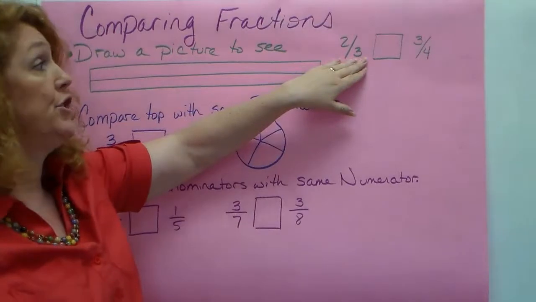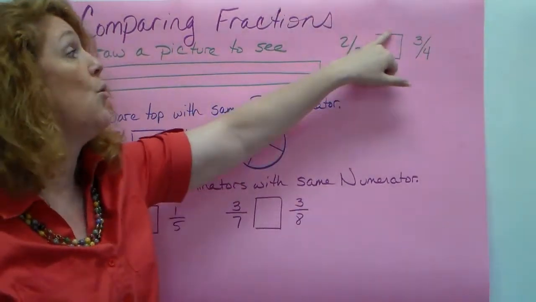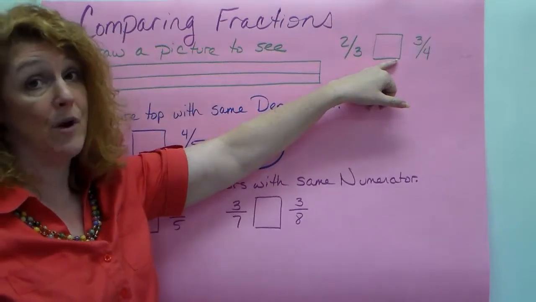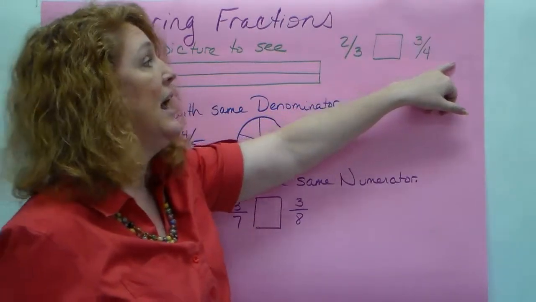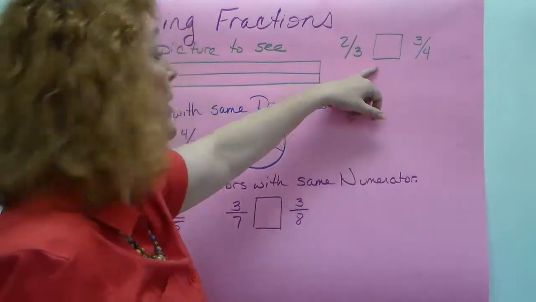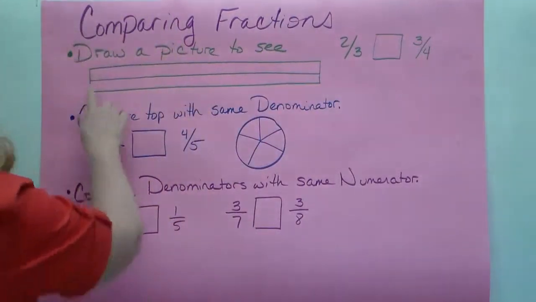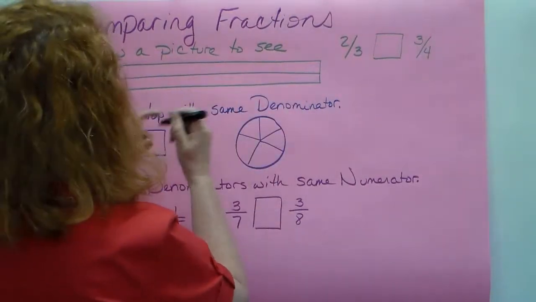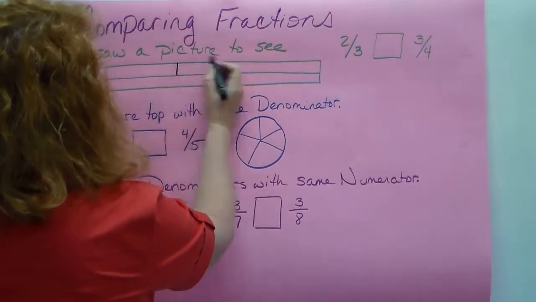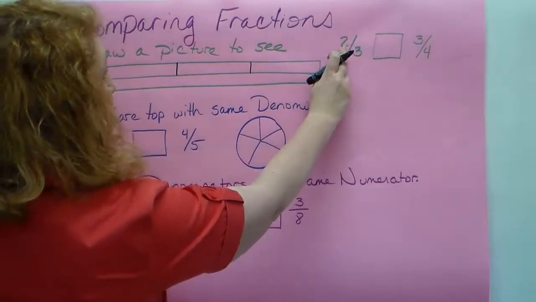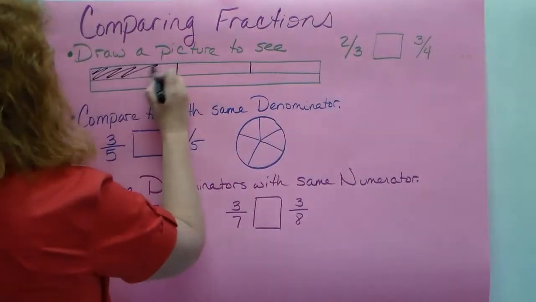Their example is 2/3 and 3/4. And the question is, what are you going to put in this box? Are you going to put a greater than, a less than, or an equal sign? I am on 2-10 if you need something to follow along with. So here on the top bar, I'm going to draw a picture of 2/3. I'm going to take this bar and break it into approximately thirds. That's about thirds. And I'm talking about 2 of them, so I'm going to shade this one in.